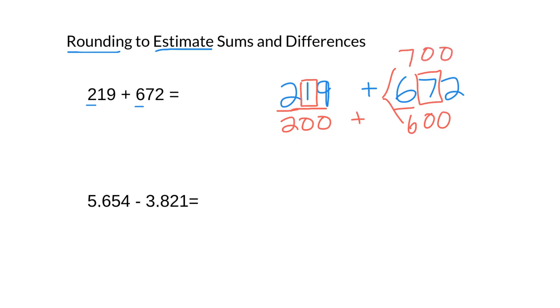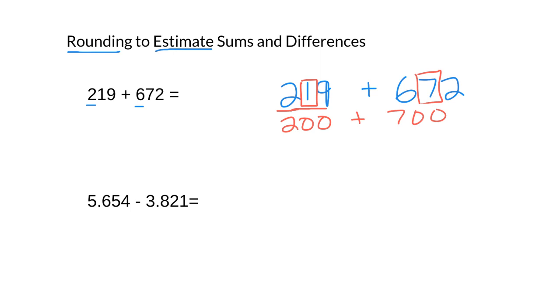What does a 7 tell you to do? 7 tells you to raise it up to 700. So again, I'm not going to circle that because I'm going to end up rewriting it here and erasing it there. 700. Okay, now once we have done this, we can go ahead and add.